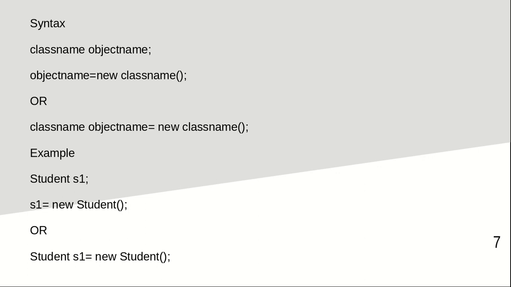This is the syntax we can use to initialize the objects using the new operator or new keyword. Or we can write the same syntax as a single line statement: class name, object name equal to new class name and the brackets. For example, Student s1: the name of the object is s1, the name of the class is Student, and s1 is initialized using the new keyword, s1 equal to new Student. Or in a single line we can write Student s1 equal to new Student. So this is a very simple syntax we have to follow for creating the object.